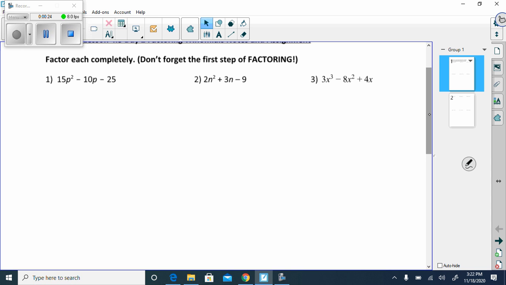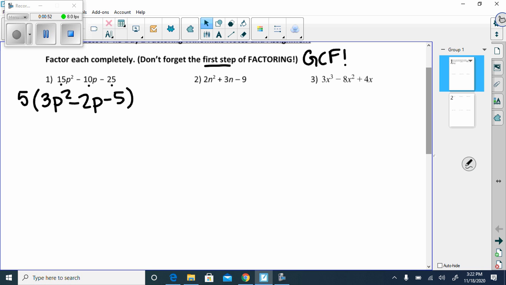So they remind us here that when we're factoring, we cannot forget our first step. We always have to look for a GCF first. So keeping that in mind, when I look at number 1, I'm looking for a greatest common factor that will go into all three of these terms, and that would be 5. So I'm going to pull out a 5, and I'm going to be left with 3p squared minus 2p minus 5.